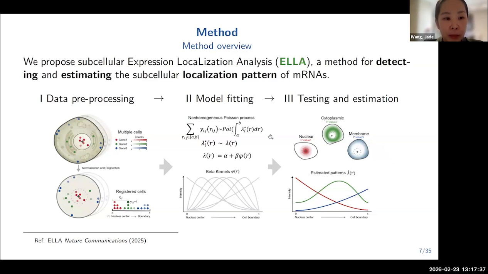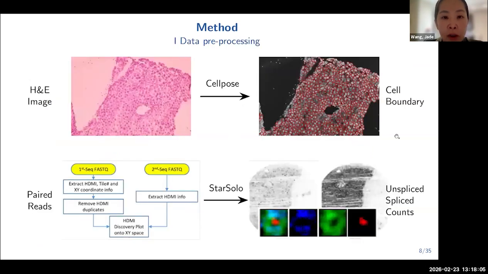So this diagram roughly shows how the developed method works. We have a data preprocessing step because we want to allow information borrowing across multiple cells to enhance the power. Then there's our model fitting step. After fitting our model, we do a likelihood ratio test to detect the genes with patterns and also calculate the estimated patterns based on Bayesian model averaging. So I'll begin by introducing the data preprocessing step.